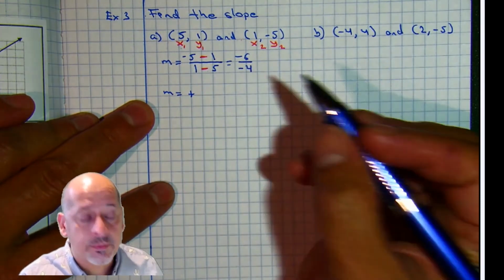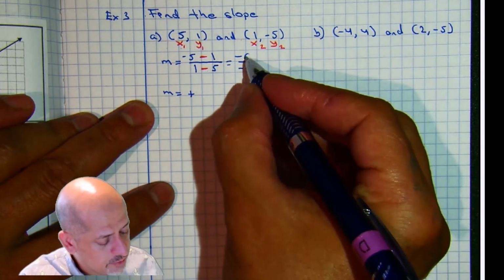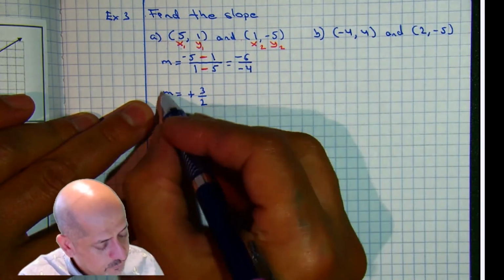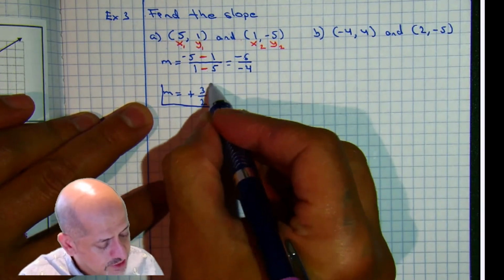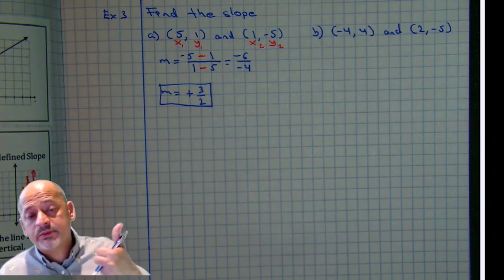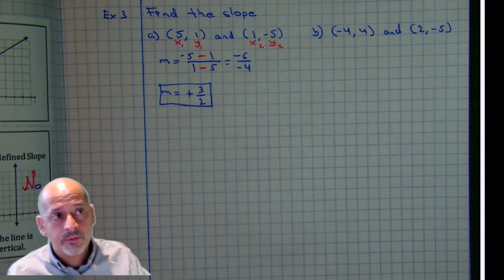I'm going to reduce it. 6 divided by 2 gives me 3. 4 divided by 2 gives me 2. Now for your slope, you don't want to change it to a mixed fraction. On your slope, you can just leave it as an improper fraction. That's much better for us.